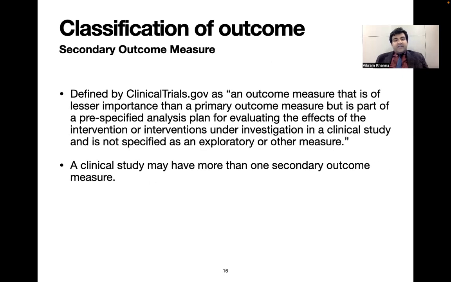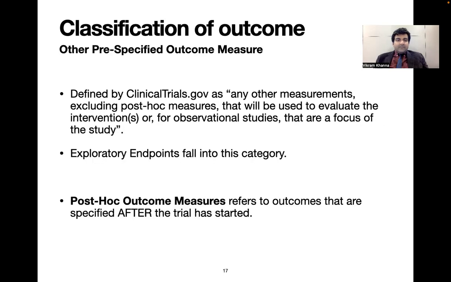Secondary outcome measures, defined as the outcome measure that is of lesser importance than a primary outcome measure, but is a part of a pre-specified analysis plan for evaluating the effects of the intervention or interventions under investigation in a clinical study, and is not specified as an exploratory or other measure. A clinical study may have more than one secondary outcome measure.